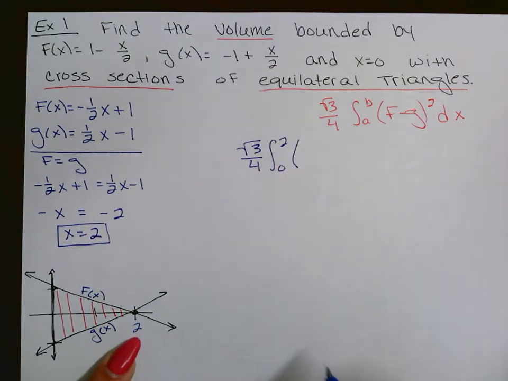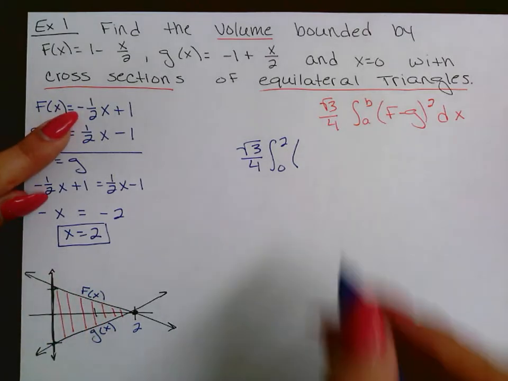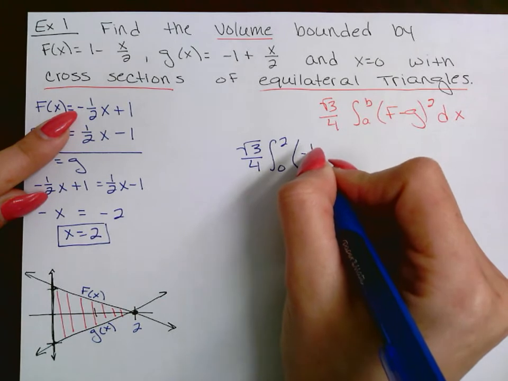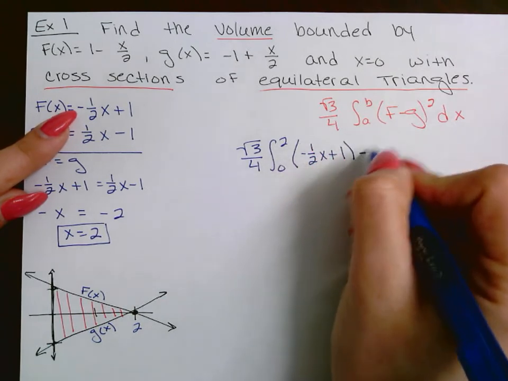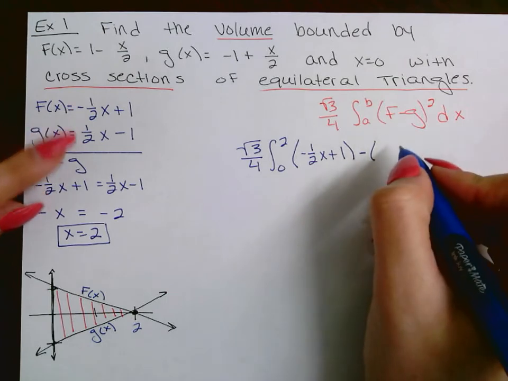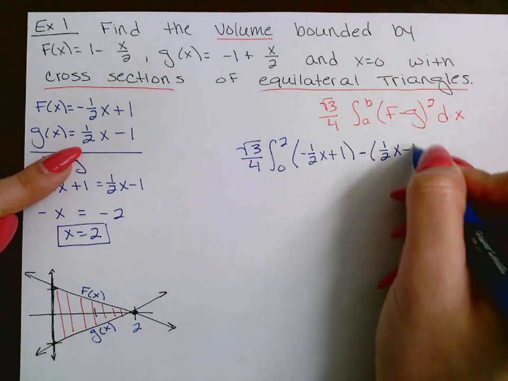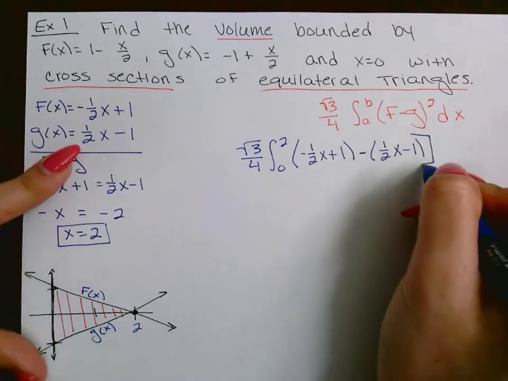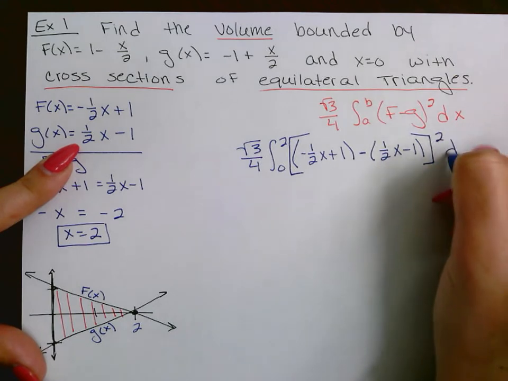Of f minus g, don't necessarily trust the variables they give you here. It is a top minus bottom like area. Who's on the top? The f of x, right? So negative half x plus 1 minus, be very careful here to make sure that you put parentheses, g of x. And then all of that, once you clean up that inside, will get squared.